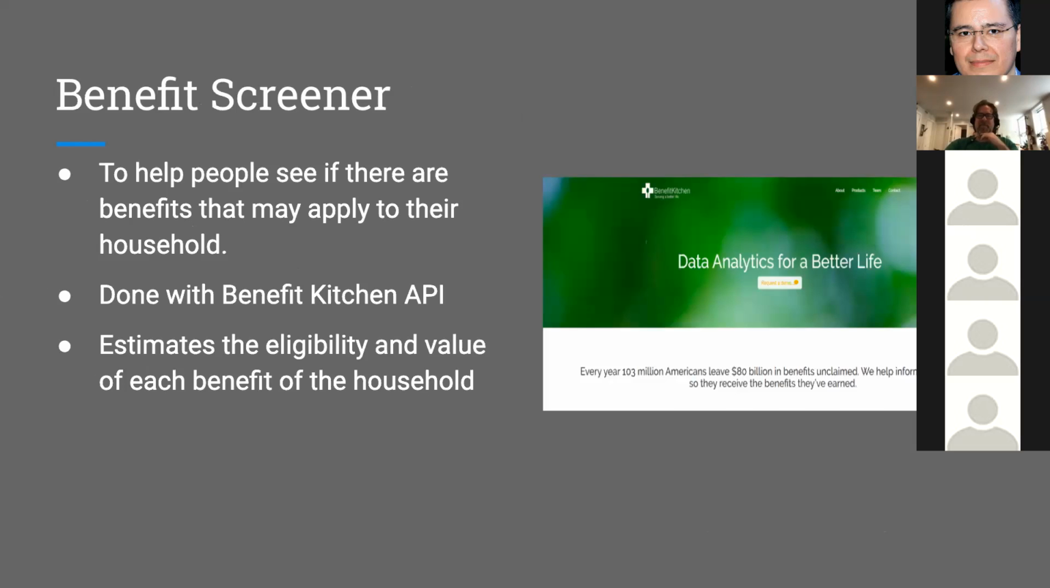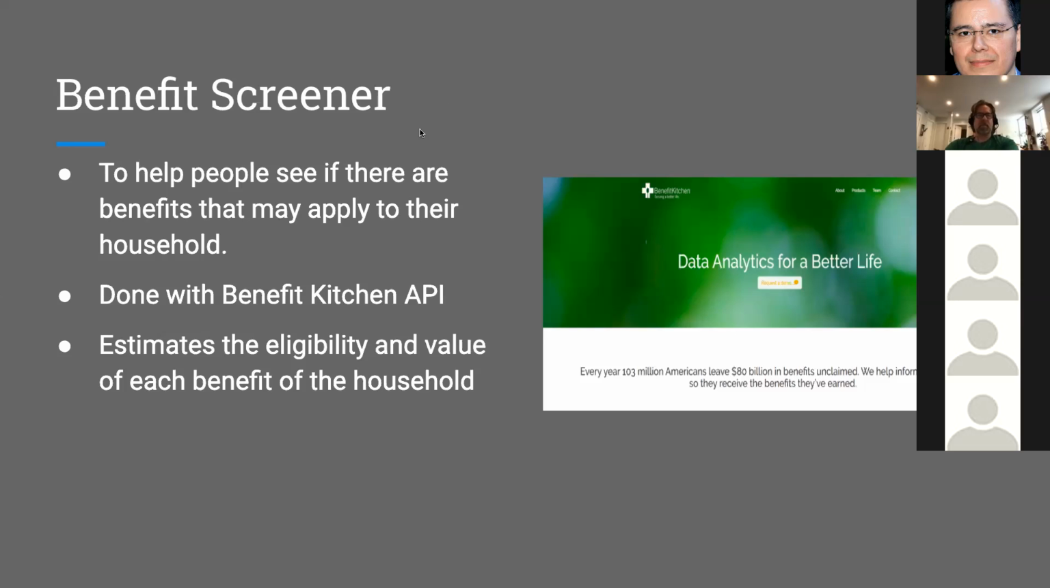So what the benefit screener is trying to do is give people an idea of whether or not their household may be eligible for certain benefits. A brief explanation of the process: we ask the user some information about their household, we send that information to the Benefit Kitchen API, we get the response back of all the benefits from the API, and we display it back to the user.